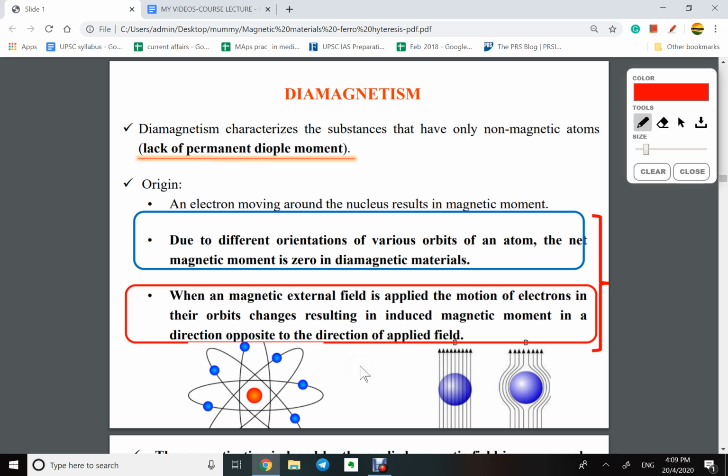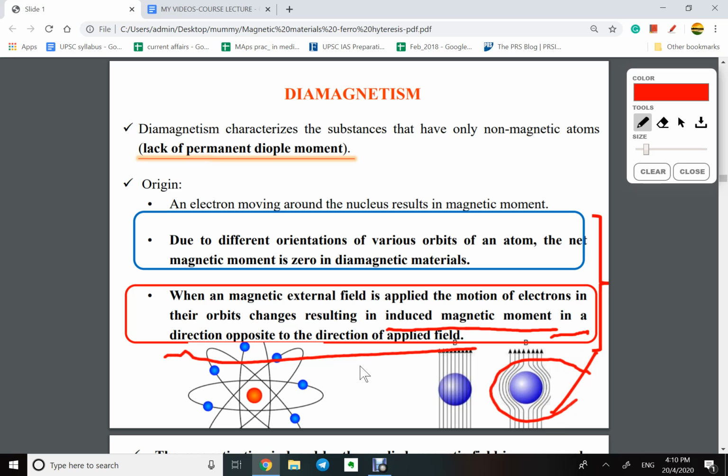Why is it known as induced magnetic moment? Because previously there is no magnetic moment. Now if you apply the magnetic field, a magnetic moment is induced due to the rearrangement of electron orbits within an atom. And what is the direction of the induced magnetic moment? It is in a direction opposite to the direction of the applied field. That is, the induced magnetic moment opposes the magnetic field which produced this magnetic moment, which you can understand from this diagram.